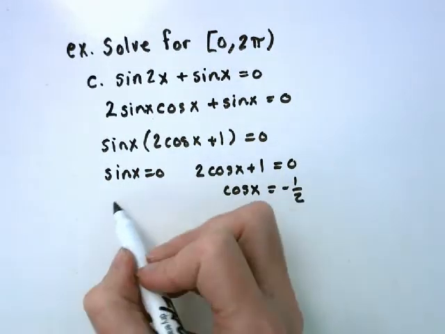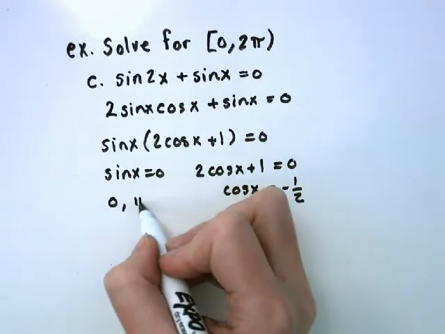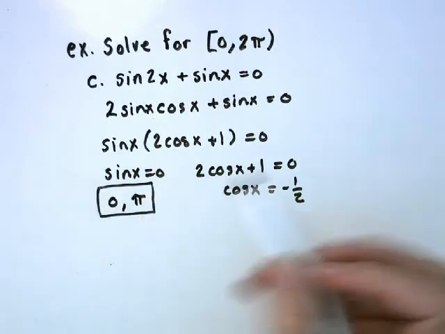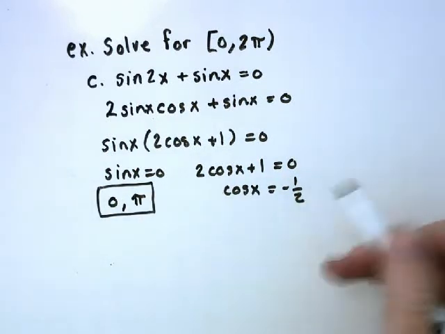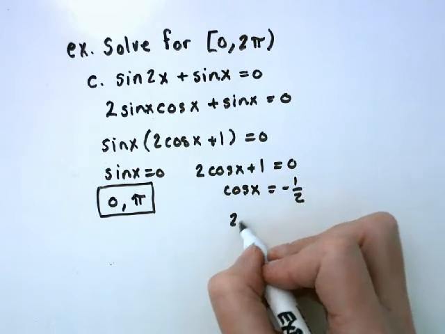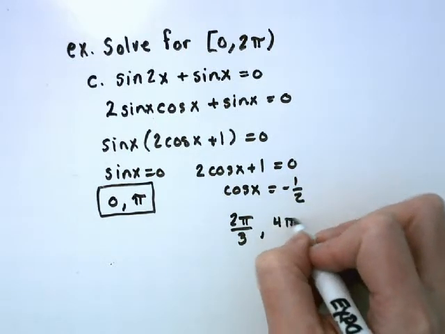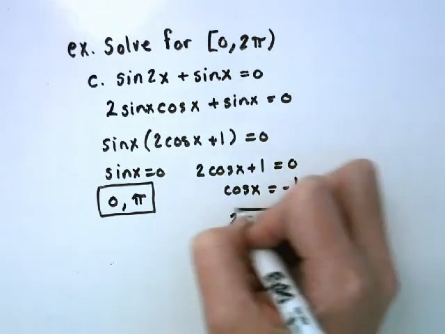So sine is going to be 0 at 0 and pi, and 2 pi, but we don't include that. And then cosine is going to equal negative 1/2 at 2 pi over 3 and 4 pi over 3.